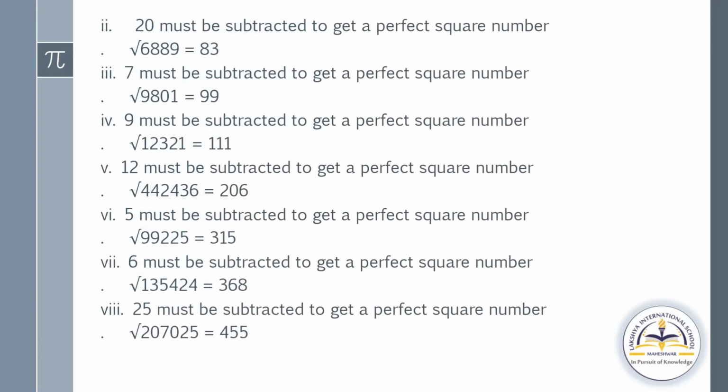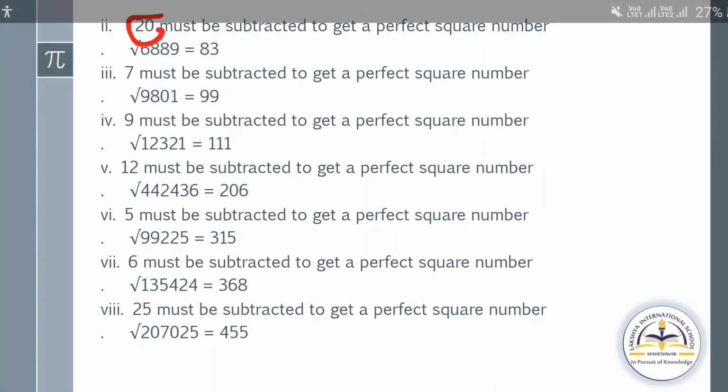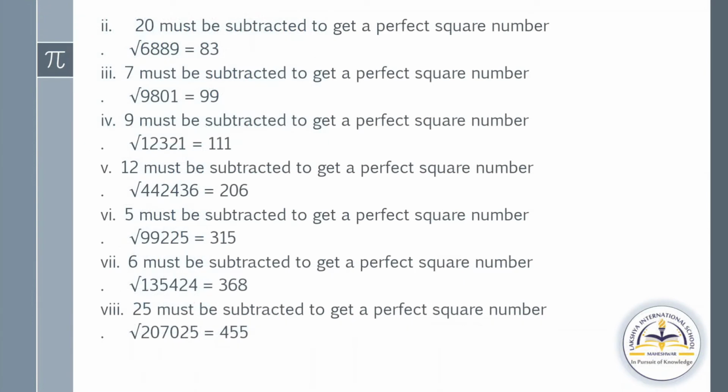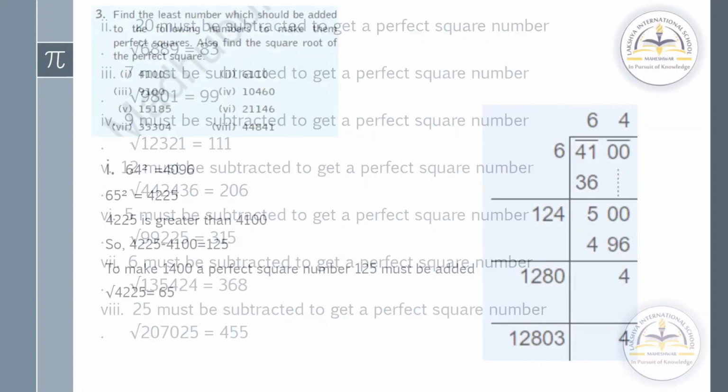Question number 2, in the same manner you have to solve this question. Here 20 will be the remainder. So when we subtract 20, we will get 689, which is the square of 83. Okay, so in the same manner you have to solve these questions.